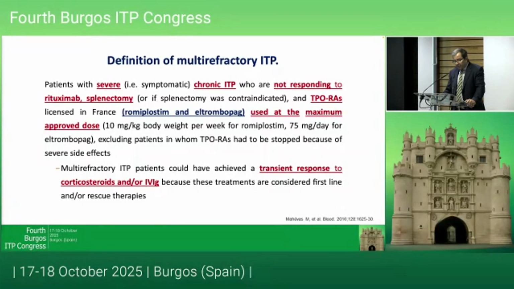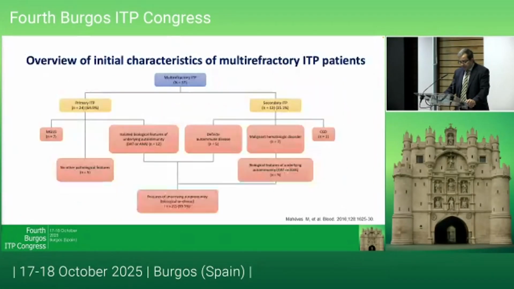And the multi-refractory ITP patient could have achieved a transient response to steroids or IVIG, because these treatments were considered first-line or rescue therapies. This cartoon is from this very manuscript from Mathieu. As you can see here, in this first paper they had 37 multi-refractory patients. 24 of them, on the left, were primary ITP, 13 were secondary ITP.